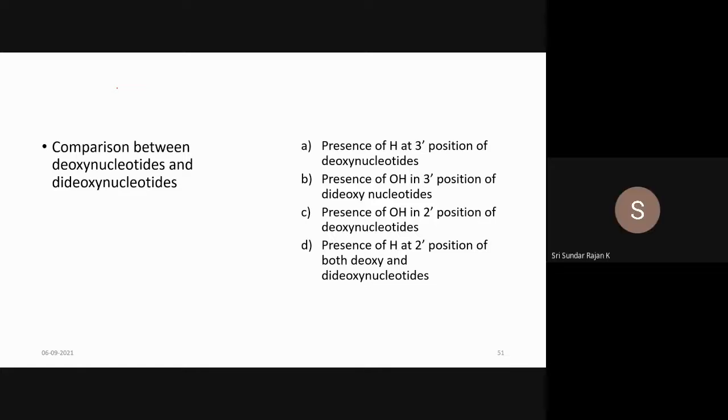Presence of H at 3 prime position of deoxynucleotide, sir. Which option is that? Option A. In dideoxynucleotide, in 3 prime OH will be present. Yes. Okay. Anybody else? What's your name, please? I can't see the screen, so I know Ajit and Parvati. Sundarajan, sir. Okay. Anybody else wants to try?